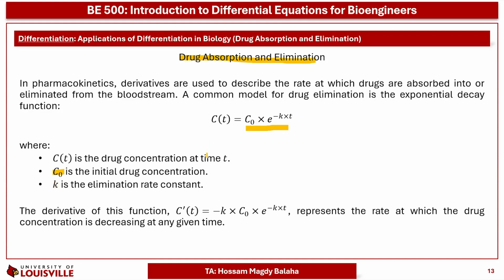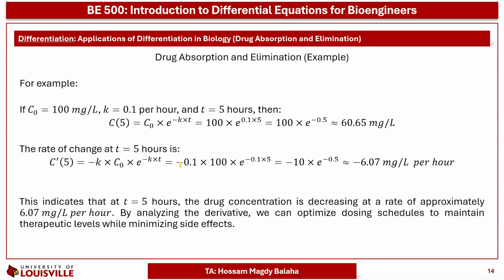So the derivative will look like the derivative of the bacterial growth, but instead of k it will be negative k, instead of P0 it will be C0, and that derivative is the rate at which the drug concentration is decreasing at a specific given time. So if you have C0 equal to 100, k equal to 0.1 per hour, and you have 5 hours, then at 5 hours, by substituting in the original equation, the concentration in the bloodstream will be around 60. And the rate of change at 5 hours will be negative 6 per hour.